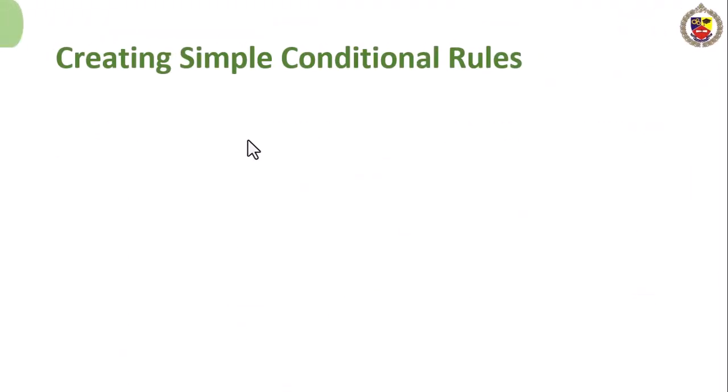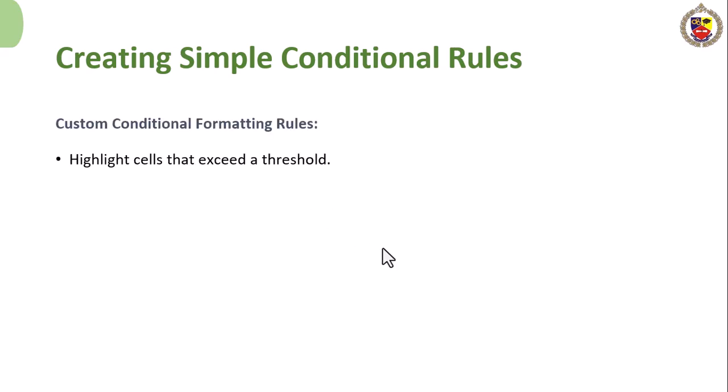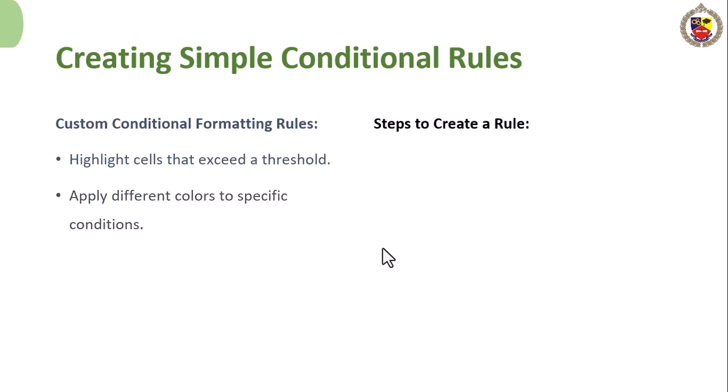Microsoft Excel also enables us to create simple conditional rules defined by ourselves. Aside from using the existing ones, you can highlight cells that exceed a particular threshold, while you can also apply different colors to different conditions in Microsoft Excel under the conditional rules that you created yourself. So, steps on how to create conditional rules.